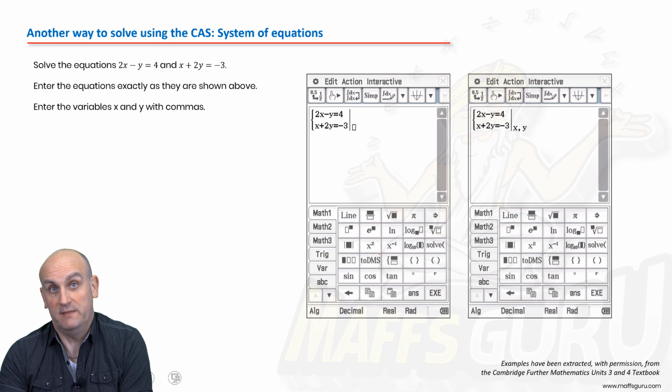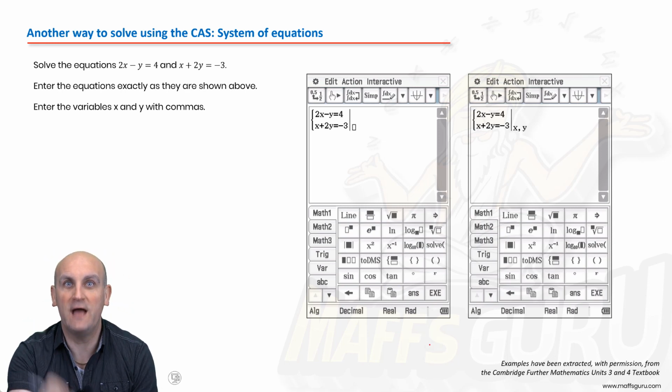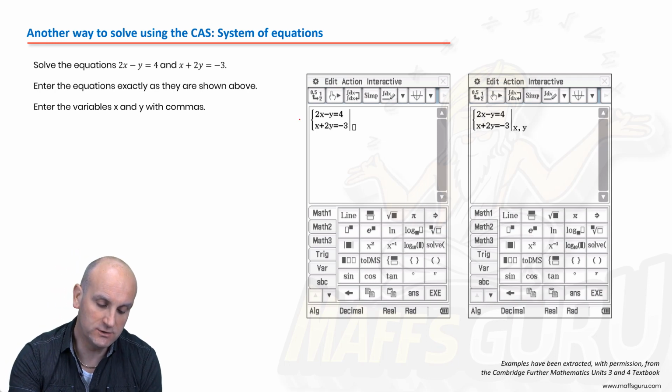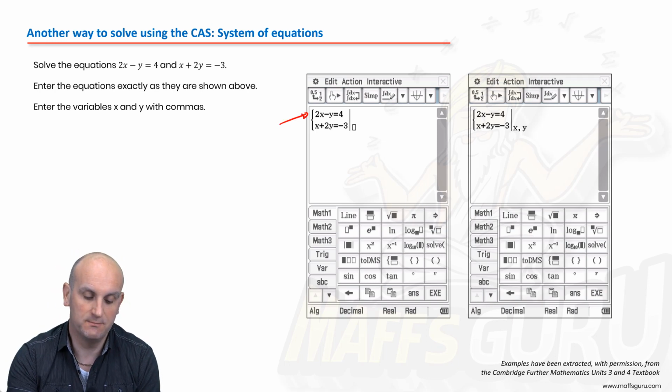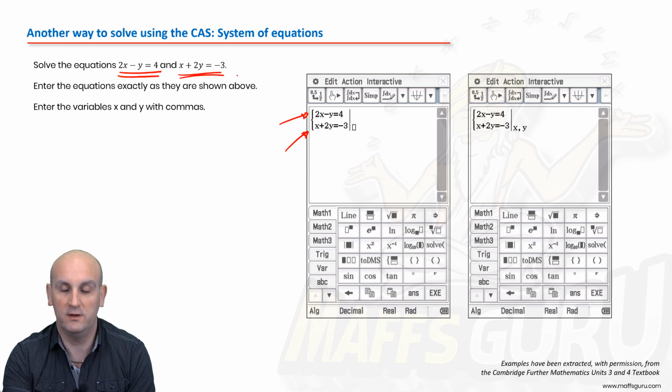And there we go. That's exactly what I've just done. So what you can see now is, and the good news is you don't have to rearrange it. Thank you, Casio, for one thing. So in this situation, the first equation, 2x minus y equals 4. My second equation is x plus 2y equals minus 3, and we're done.